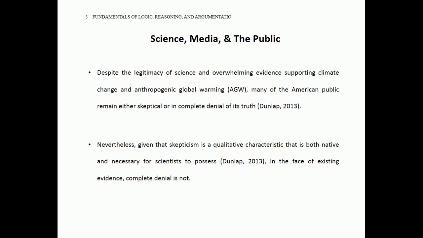Despite the legitimacy of science and overwhelming evidence supporting climate change and anthropogenic global warming, many of the American public remain either skeptical or in complete denial of its truth. Dunlap, 2013. Nevertheless, given that skepticism is a qualitative characteristic that is both native and necessary for scientists to possess, in the face of existing evidence, complete denial is not. Science, media, and the public.